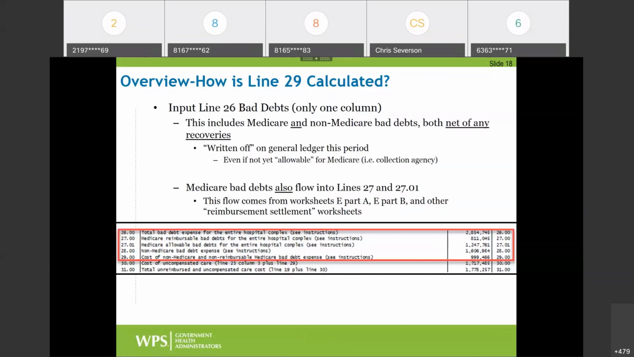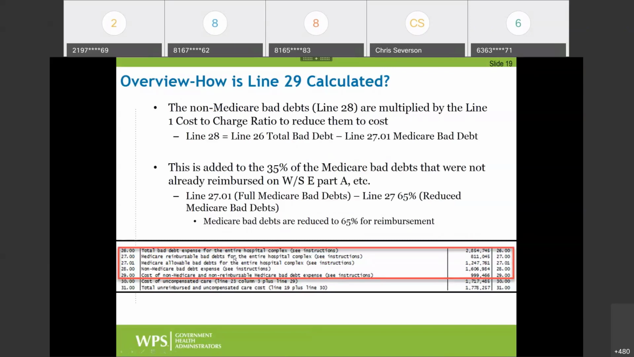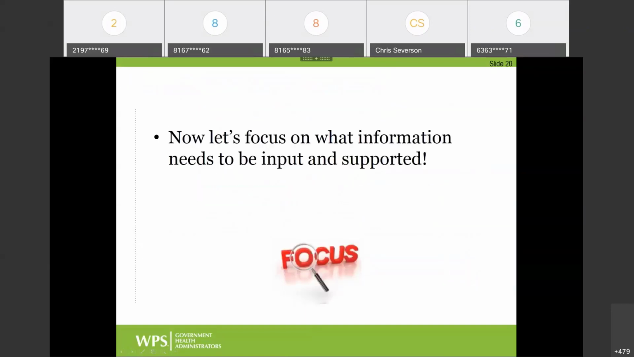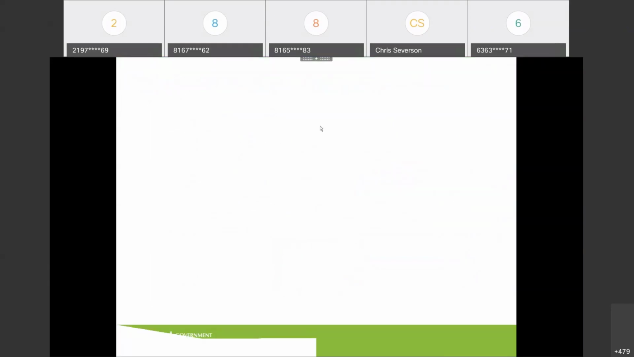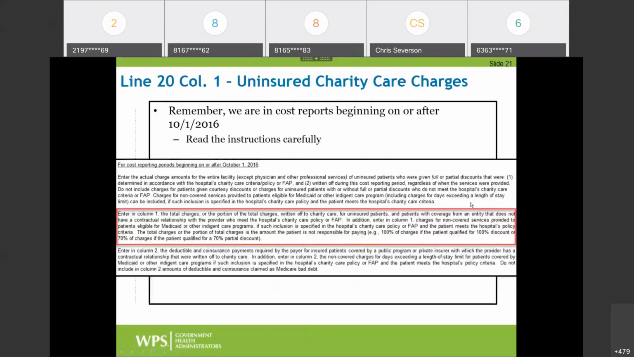Okay, it looks like we're at a good point to continue on here. Actually, I already went through this piece. This is just a continuation of where we were earlier, how we get to that line 29 ultimately. And now we're going to move on to some more cost reporting instructions in a little bit more detail.